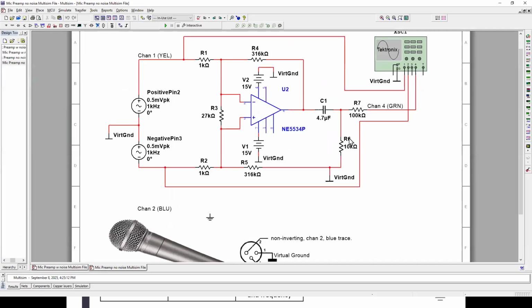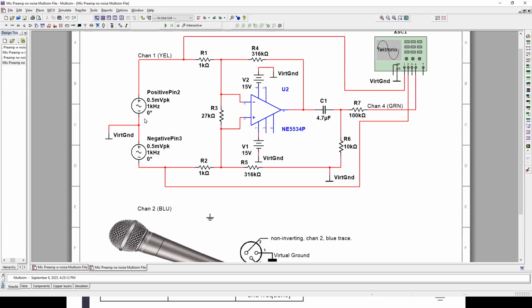There's the Multisim. Here's an operational amplifier. Here's the non-inverting input, here's the inverting input. Now, here is a positive power supply going here. We have 15 volts, and here's the negative 15 volts applied. So pin 7 positive, pin 4 negative. Here's the output.